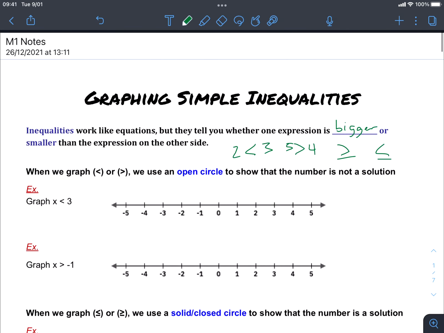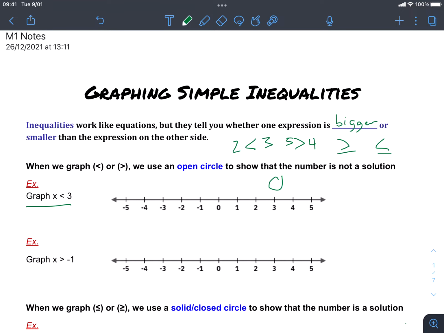When we use these inequalities, we can graph them based on what we're given. So for example, if I have x is less than 3, I want to find all the numbers on this number line that are less than 3. And how we would do that is two things. We would use a circle, whether it's going to be open or closed, and then we use an arrow that's going to point left or right. So if I give this example, x is less than 3, when it says less than or greater than, we use an open circle, and it looks like this.